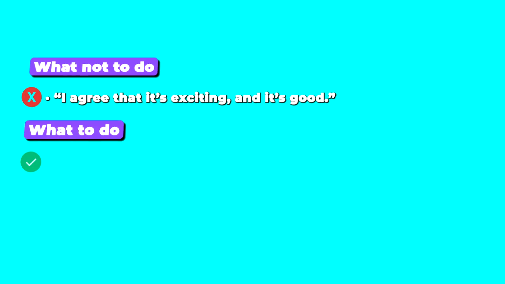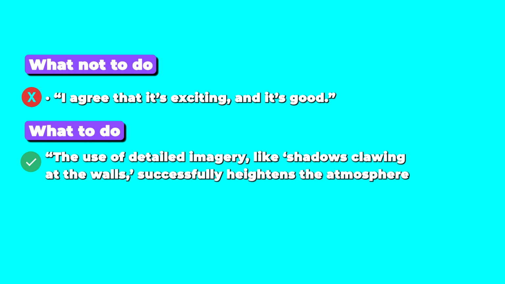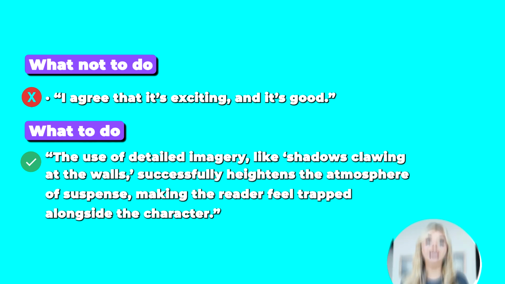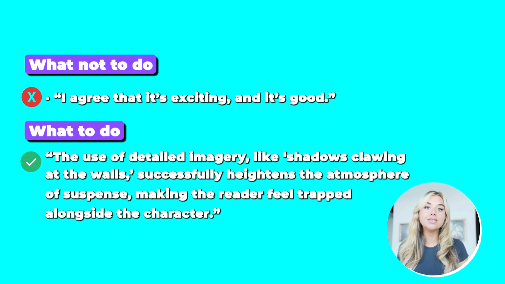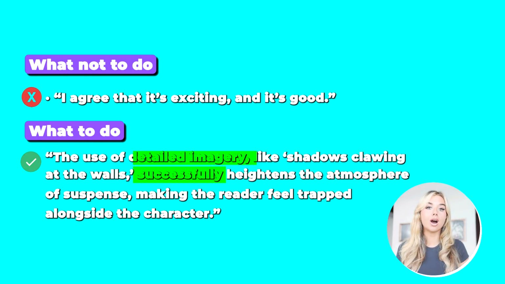So let's look at the second example, redone and up-leveled. So instead of the I agree that, the boring one, we could say, the use of detailed imagery, like shadows clawing at the walls, successfully heightens the atmosphere of suspense, making the reader feel trapped alongside the character. So again, I've said an evaluative word, successfully, I've given an example, the detailed imagery, and then I've also explained why. So here are some sentence starters that you can use.